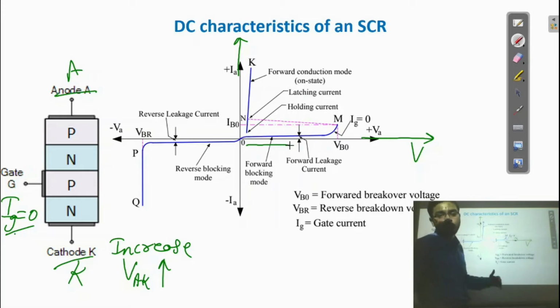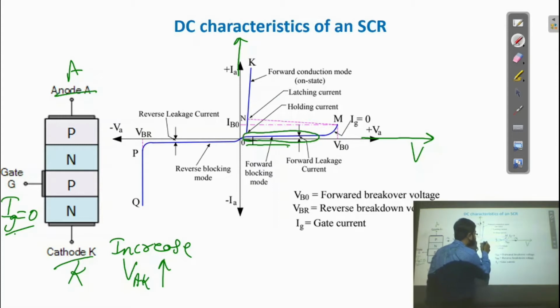Means 1 volt, 2 volt, 3 volt, 4 volt. Now, you see, still at this increasing voltage, the SCR is not conducting any current. This is the amount of current. The amount of current flowing through an SCR is very small.